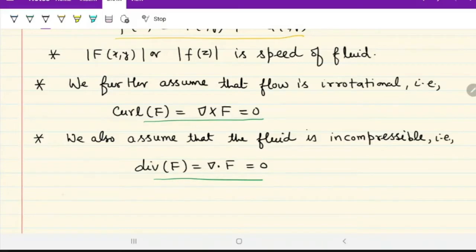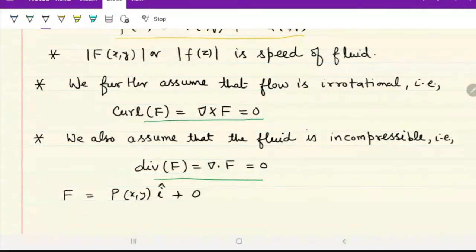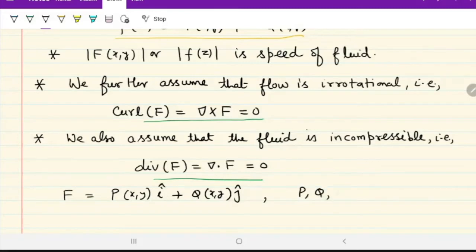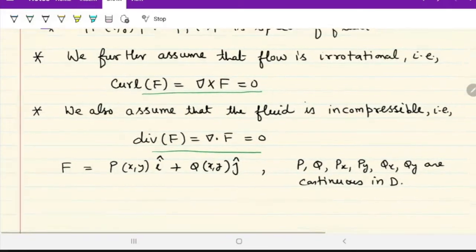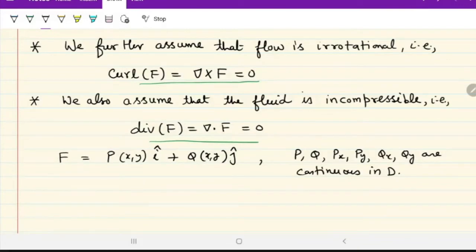So here we are assuming that f is equal to p(x,y) i plus q(x,y) j. We will be making one more assumption on p and q. So we'll assume that p, q, and their first order partial derivatives are continuous in domain D. Now let's compute curl of f and see what happens when it is 0.